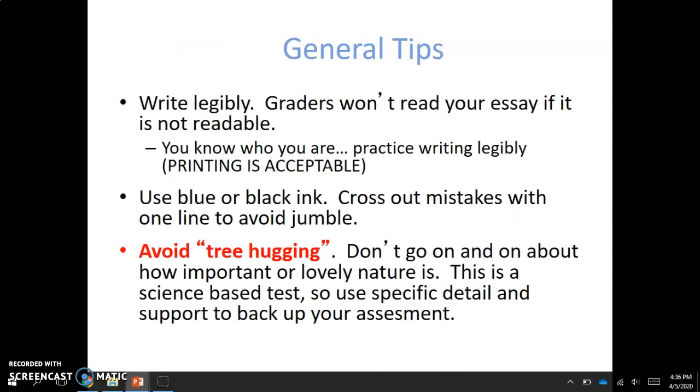Here are some general tips. This says write legibly. How about you just type with proper grammar? The blue or black ink doesn't apply. Avoid tree hugging. So don't go on and on about how important or lovely nature is. These are scientific questions. You need to provide scientific evidence and use specific detail. Okay, we're not writing English essays. I'm not looking for a bunch of fluff. They're not looking for fluff. They're looking for, do you understand what the science says?